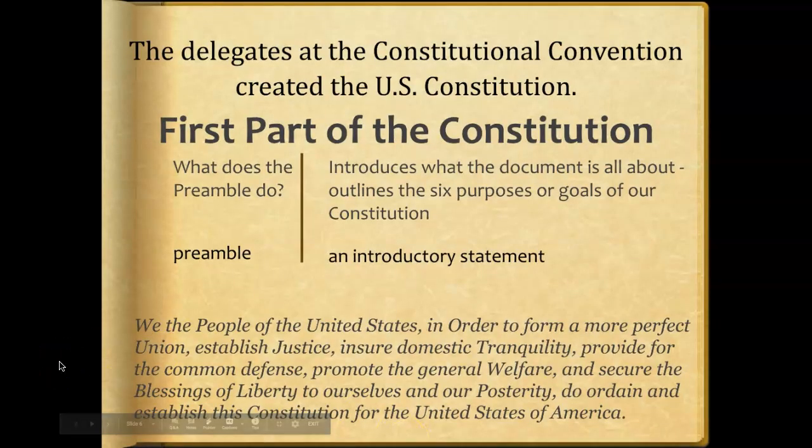So just to recap, because we're just looking at the first part of the Constitution. These delegates at the Constitutional Convention created the U.S. Constitution. So the first part is the preamble. The preamble is an introductory statement, just like the Declaration of Independence had an introductory statement. And so this introduces what the document is all about. It's going to outline the 6 purposes or goals of the rest of the document.